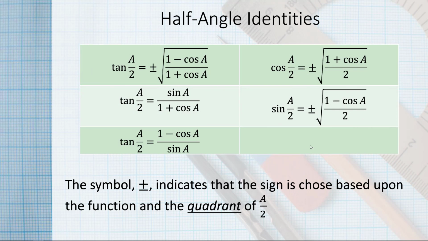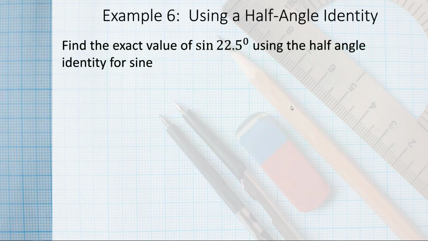Okay, and this brings us to the half angle identities. And these do look somewhat daunting because we have square roots, we have plus or minuses. But the big thing to indicate here is that the plus or minus terms basically indicate the sign that you want to choose based upon your function, and also the quadrant where this particular angle lies. For example, if a over 2 is in quadrant 1 or 3, we take the positive square root. If a over 2 is in quadrant 2 or 4, we take the negative square root. And that also applies for cosine and sine depending upon what quadrant they're in. So let's see how these things work in an example.